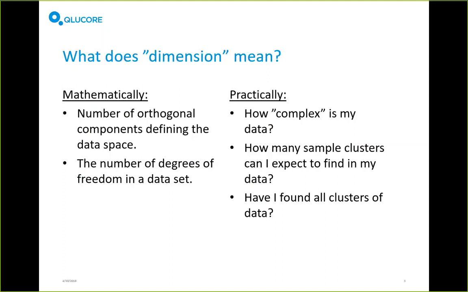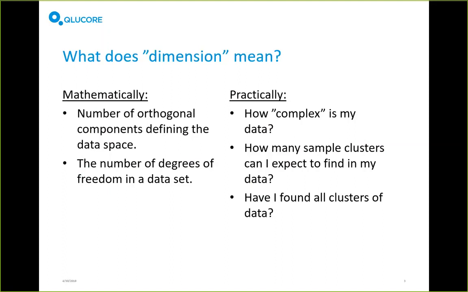Practically speaking, dimension means how complex is my data set? How much information is there to be found within the data set? And typically when you work with a PCA data set, the question you're looking for is how many sample clusters or how many groups of samples that are similar in some way exist in this data set. How many can I expect to find? Have I found all the clusters of information in my data, or have I missed something out because I didn't filter it well enough, or didn't take into account the complexity of the data set? Those are questions you can ask yourself. That has to do with dimension.